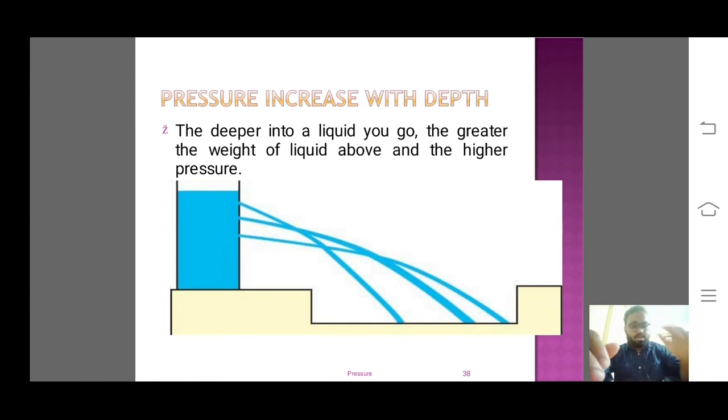As a result, you can see the water from the top hole falls near the container. The middle one falls a little farther and the lower one falls extremely far, which means with the increase in depth, the pressure is more. Why depth? The hole below has more height of water above it. That's why the pressure is more. Hence, the deeper into a liquid you go, the greater the weight of the liquid, which means divers or swimmers going very deep inside the ocean feel the pressure of the liquid.